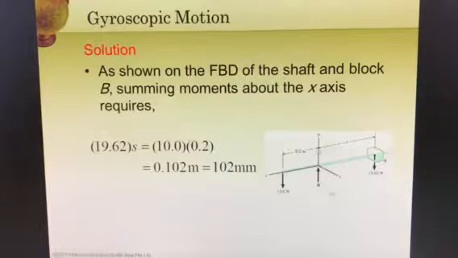So now we want to calculate the value of S, the length. So the weight is 19.92, the block mass. So times this value, the 10 Newton that we got just now, and so we need to balance these two. Therefore the value of S finally we can get, which is equal to 102 millimeter.